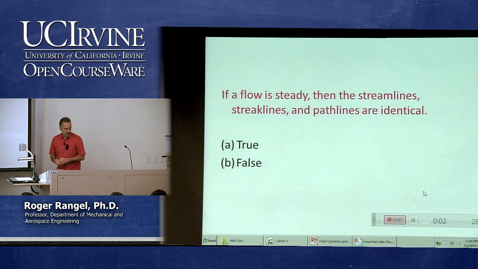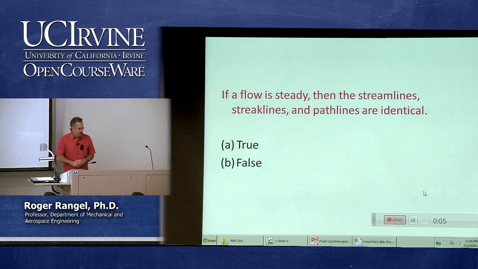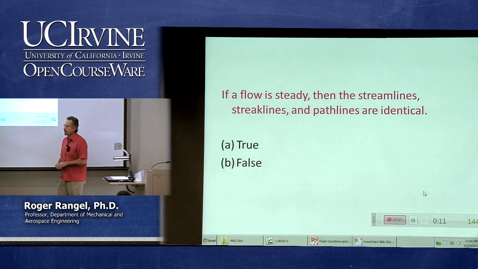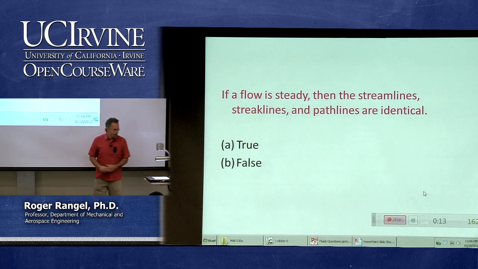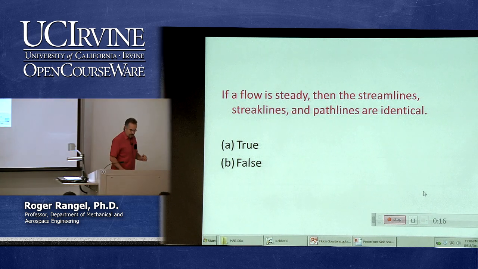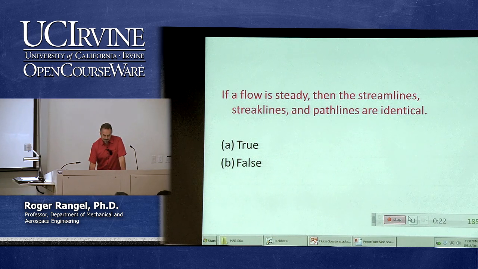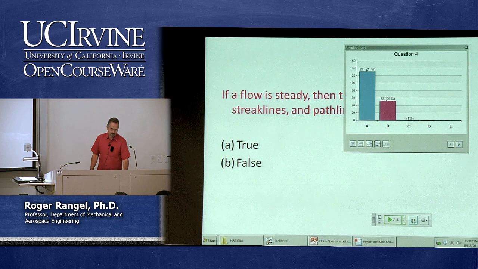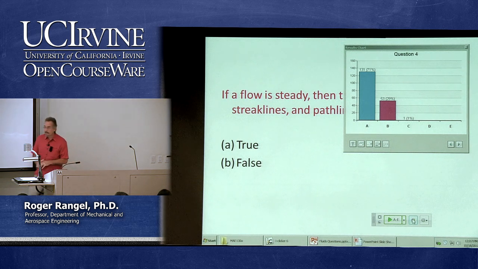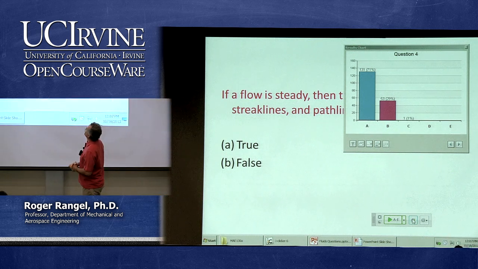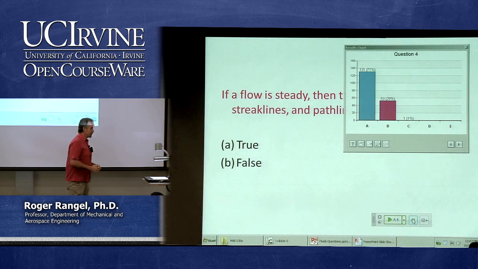Okay, this one is even easier, I think. If a flow is steady, then the streamlines, streak lines, and path lines are identical. True or false? Because it's easier, I'll finish sooner. So 5, 4, 3, 2, 1, 0. Okay, yeah, indeed, it is true. Now, I'm a little disappointed that 53 of you didn't know that.